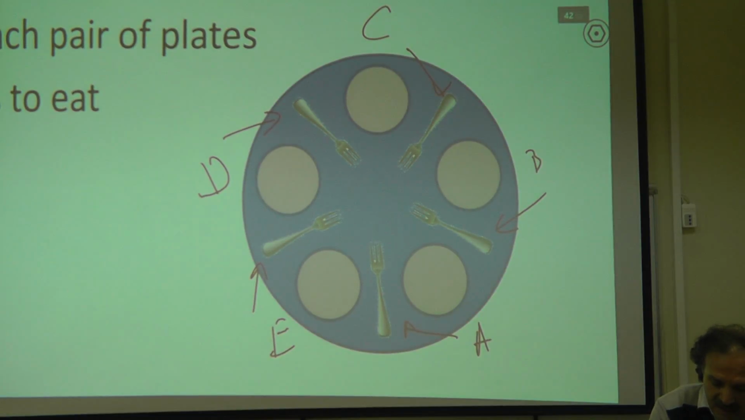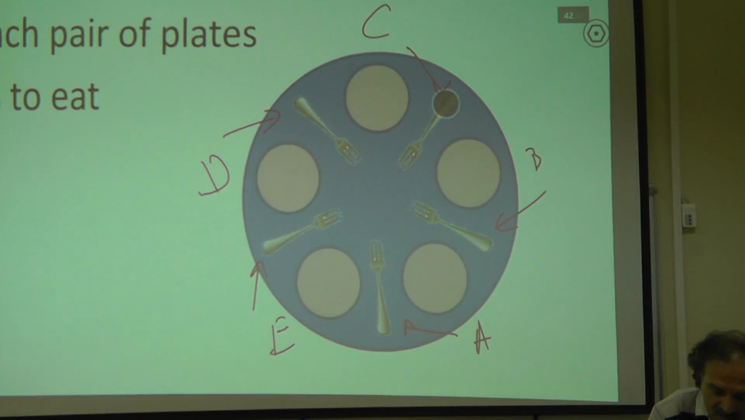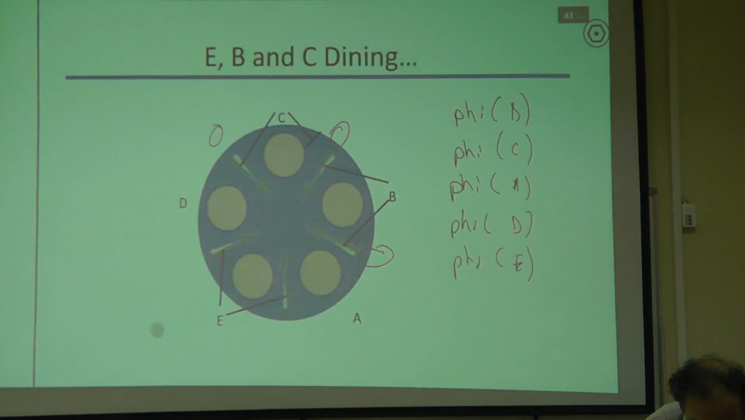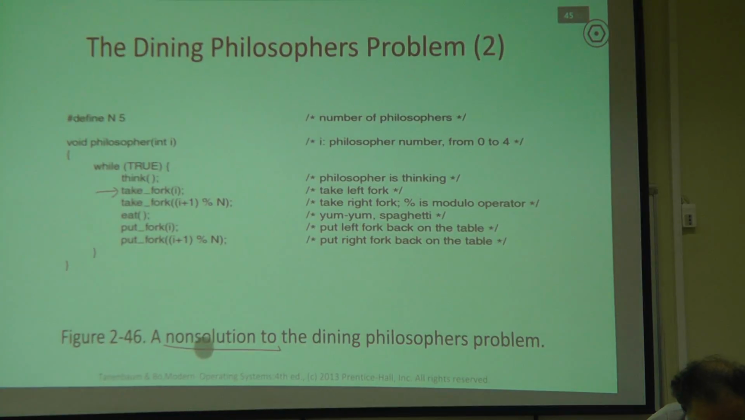A cannot take this one because it is already taken by B. B cannot take this one. C cannot take this one, D cannot take this one, and E cannot take this one. So what's going to happen? All of them are locked, and all of them are waiting for each other. So this is a deadlock. It is called a deadlock. This is causing a deadlock because we didn't plan it correctly.